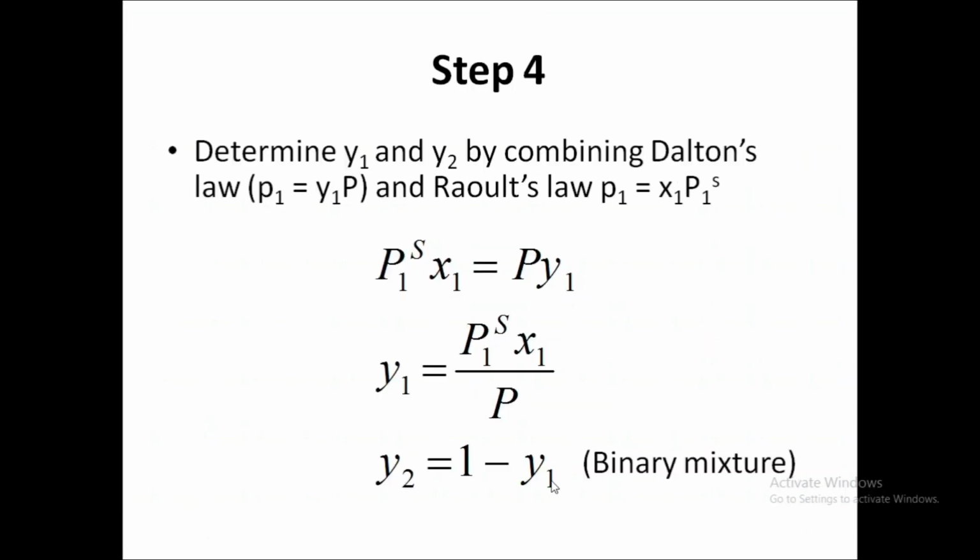In step number 4, determine Y1 and Y2 by comparing Dalton's law and Raoult's law. This stands for Dalton's law, this stands for Raoult's law. From that, Y1 will be equal to P1s x1 divided by P. From that, Y2 can be determined by the formula 1 minus Y1, since the given mixture is a binary mixture. Y1 stands for the mole fraction of the component in the gas phase or vapor phase.